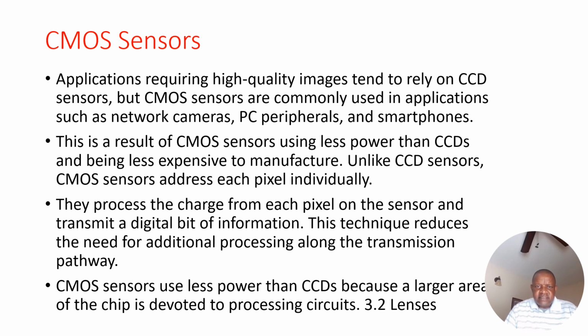Unlike CCD sensors, CMOS sensors address each pixel individually. They process the charge from each pixel on the sensor and transmit a digital bit of information. This technique reduces the need for additional processing along the transmission pathway. CMOS sensors use less power than CCDs because a larger area of the chip is devoted to processing circuits.